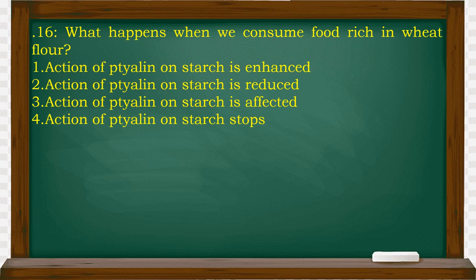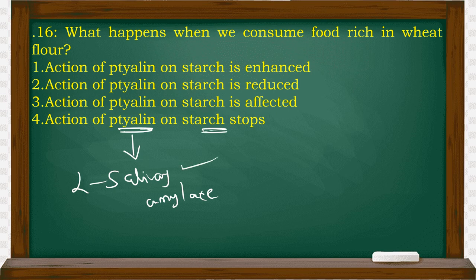So when we consume more and more wheat substances, wheat flour in the form of chapati or something like that, what happens? That is the actual question. Looking into the options, option number 4 says action of tannin on starch stops. So tannin is nothing but a form of salivary amylase. It is alpha salivary amylase that is helpful in the process of digestion of several carbohydrates, and starch is also a form of carbohydrate. If the action on the starch stops, how will it be digested? That digestion process isn't possible. Therefore, option number 4 cannot be correct.